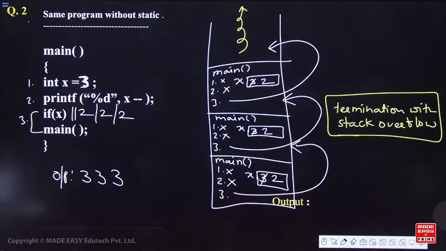Samiksha is asking, sir, is main a user-defined function or an inbuilt function? Why does execution always start from main? Yeah, main is an inbuilt function. You cannot change it, it is not user-defined. And why does it start with main? That is how Dennis Ritchie wrote it, that is how the compiler is created. Program execution will start from main, that is how the compiler is made, that is how the C language is designed.